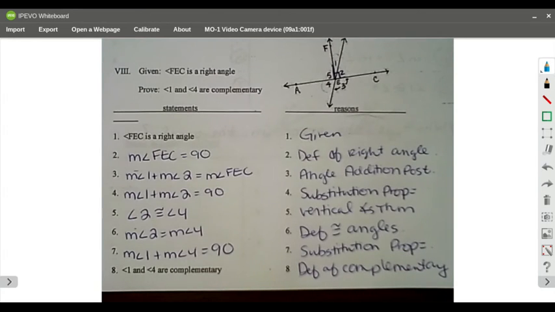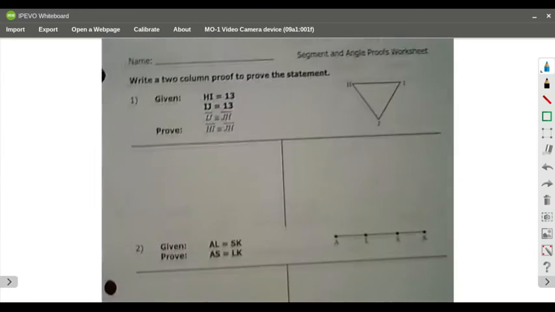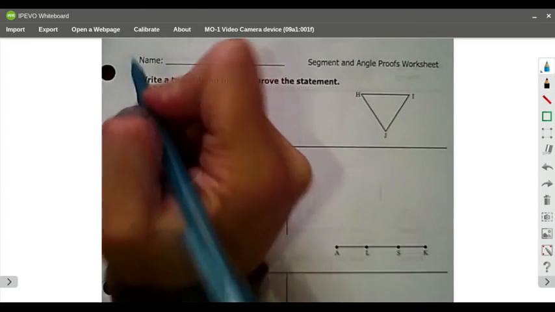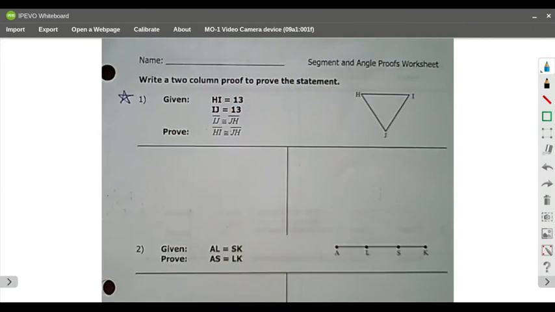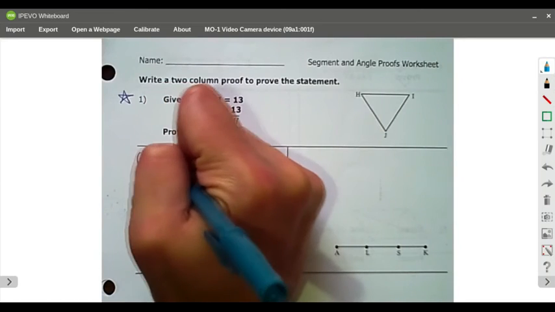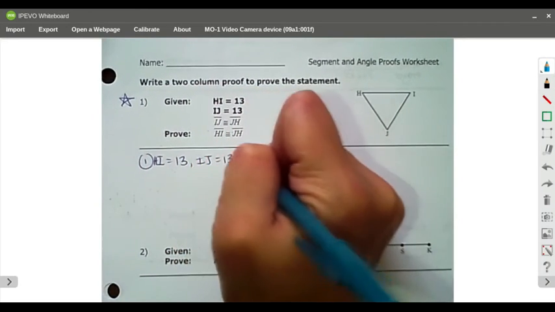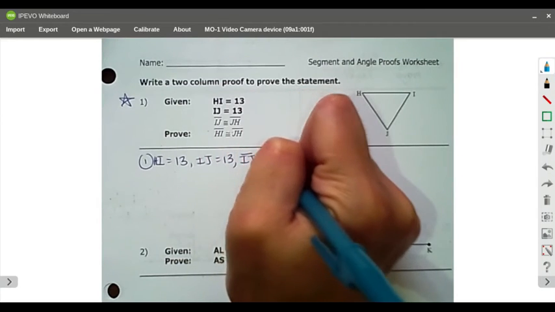I'm going to switch over to the packet for today, and I picked a few out to do. I'm going to do number 1. Since we haven't done any that had numbers involved, I'll show you number 1. So we're going to restate the given: HI equals 13, IJ equals 13, and then IJ is congruent to JH.